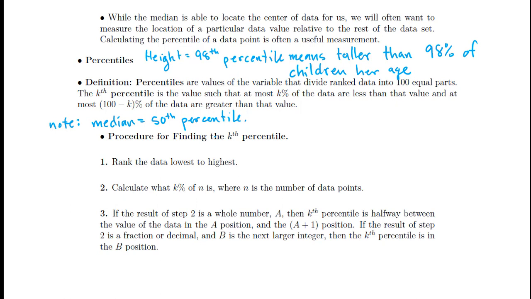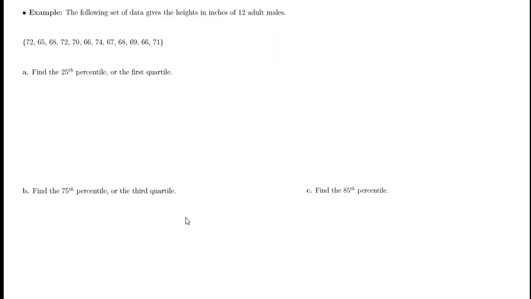Now we have a procedure for calculating a percentile. We're going to rank the data from highest to lowest, or from lowest to highest. That's what we did for a median, so it makes sense that we would do this for any percentile. We figure out what k% of the sample size is. So if we're looking for the kth percentile, calculate the percentage of the total number. And then there's this kind of complicated step here, and I'm not even going to read it because it's much easier to explain in an example. After the example, I encourage you to go back and read step 3, and then I think it'll make a bit more sense. It's just not in the most user-friendly form. So let's jump straight to the example.